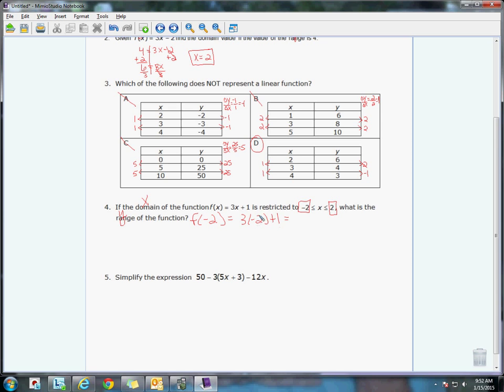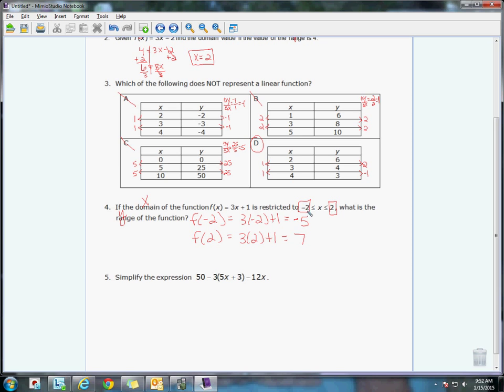3 times negative 2 is a negative 6. Negative 6 plus 1 is a negative 5. We also have f of positive 2. So 3 times 2 plus 1. 3 times 2 is 6. 6 plus 1 is 7.